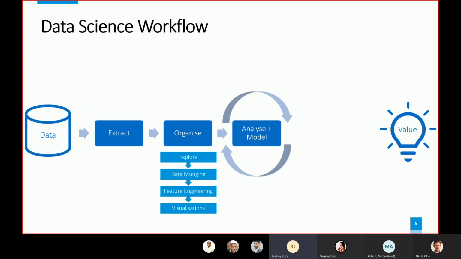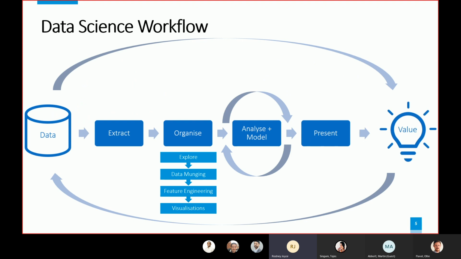Then we hand over to the data scientist, who looks at analyzing and modeling, tries different algorithms, and that's an iterative process. And we present it back to the business, and you work out if you've answered the question that was asked. And that whole process is iterative because you'll keep asking questions and getting more value out of it. So today's talk is going to focus mainly on the analyze and model side of things. We're not going to touch the data engineering side of things.